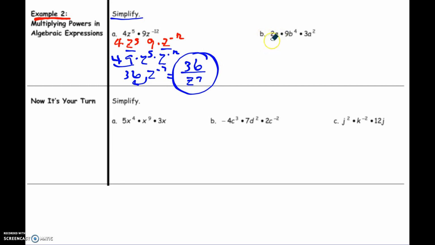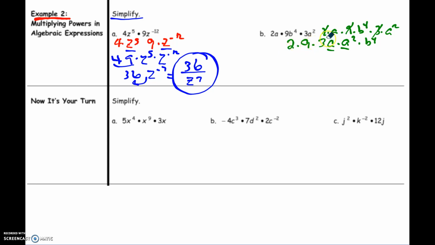Alright, part B. It looks like it has three things being multiplied together, but really it's six things. It's 2 times a times 9 times b to the fourth times 3 times a to the second. And again, I can rewrite this in a different order, putting all the numbers together. 2 times 9 times 3, that's these numbers. And then I can write the letters together, but I'm going to put them in alphabetical order so that all of the letters end up next to each other, like this: a times a to the second times b to the fourth. That way my a's are next to each other and it's easier for me to add the exponents.